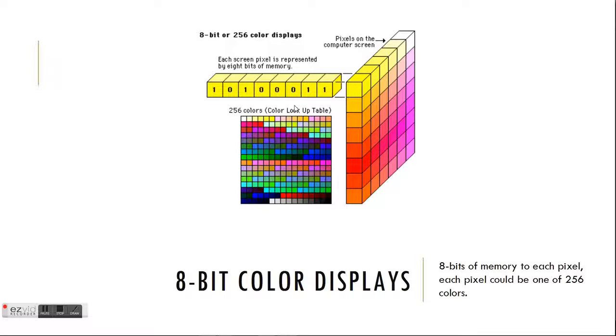Here we can see how 8-bit memory is allocated to each pixel, thus giving us 256 colors. So 1, 2, 8. These 8 bits will give you 256 colors. So this is a 256 color lookup table.